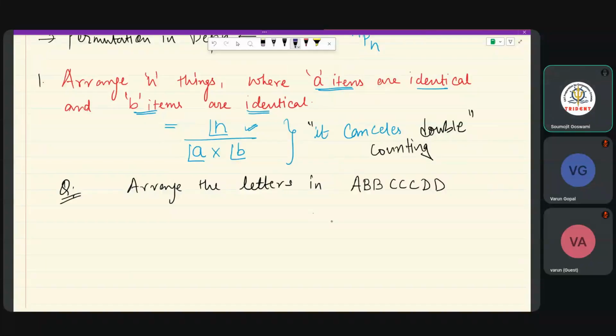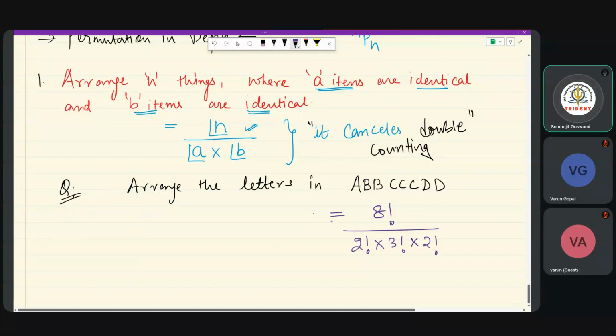Arrange the letters in the word. So how do we arrange this thing? We will do it like, just count 1, 2, 3, 4, 5, 6, 7, 8. Total 8. 8 factorial by 2 factorial, since 2 are of one kind, 3 factorial, since 3 are of one kind, and 2 factorial, since 2 are of another kind. So 2 factorial into 3 factorial into 2 factorial. Whatever this comes out as, I'm not interested in the number. I'm interested in giving you the answer.